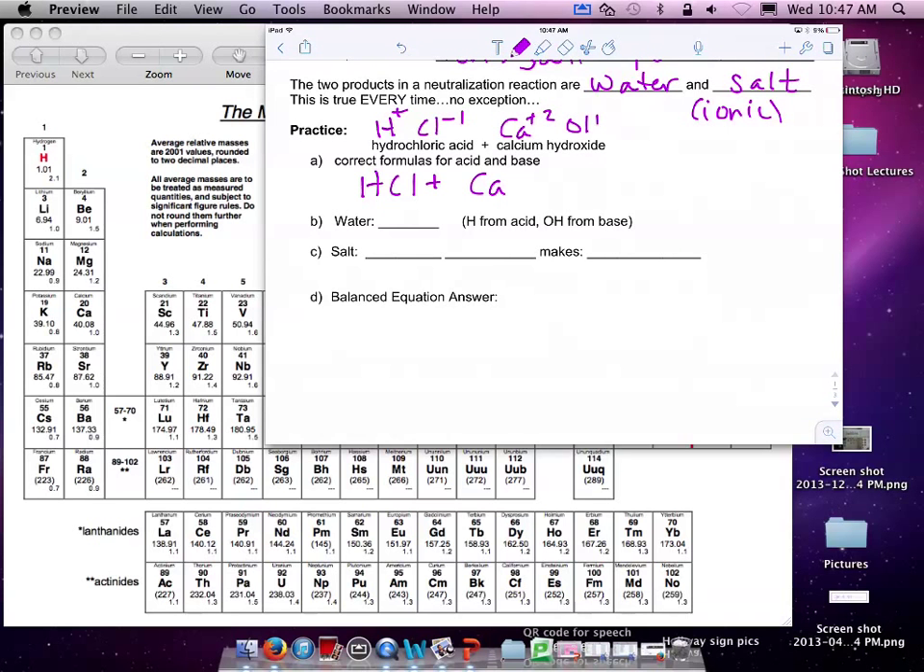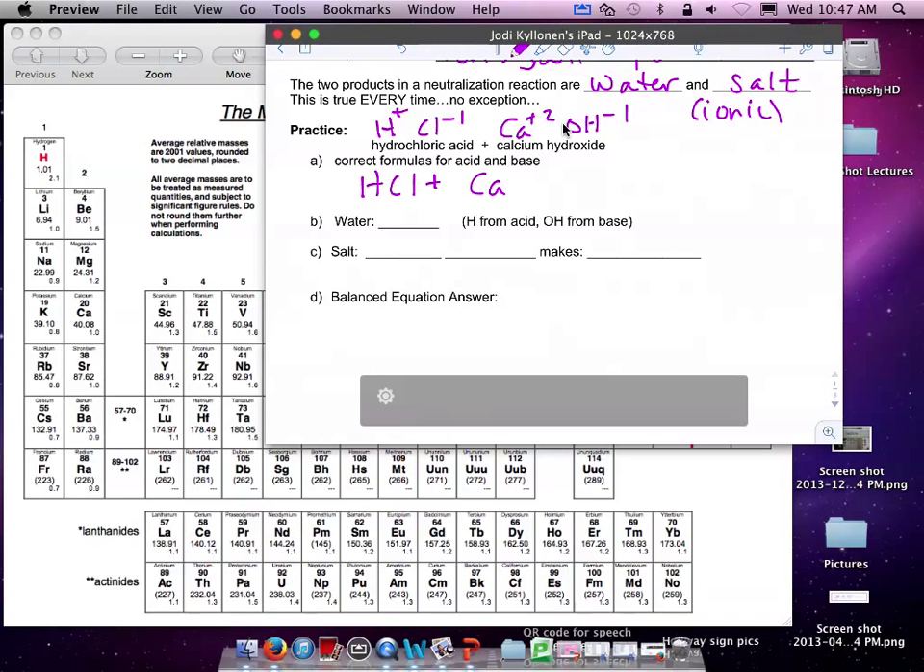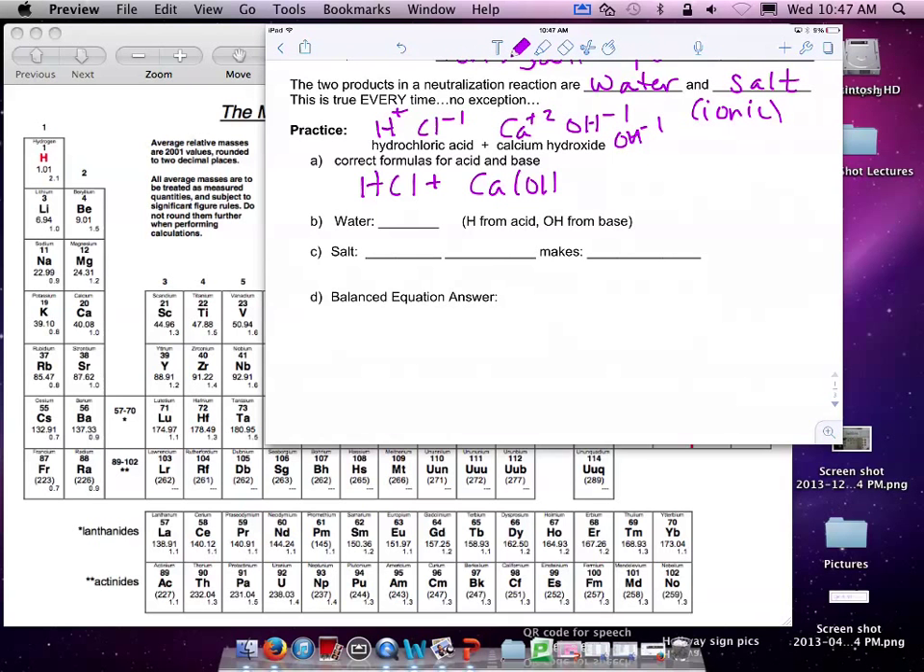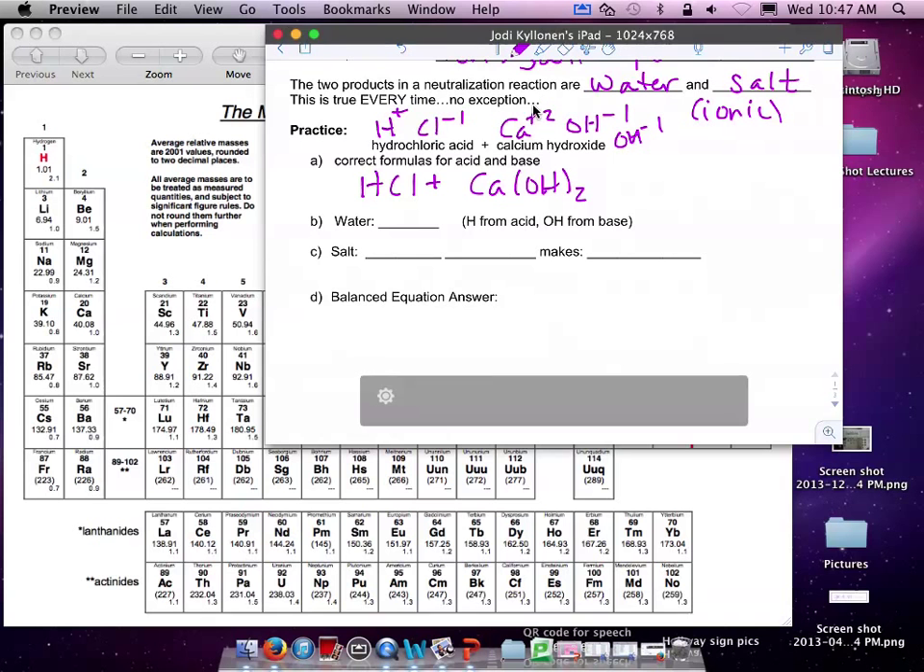That comes from our cheat sheet, or maybe you've got it memorized because we've used it a lot. If that's a +2 and that's a -1, I need more hydroxide to balance it. So that ends up being 2 OHs and 1 Ca. The formula for your base looks like that. Okay, hydrochloric acid, calcium hydroxide. So we have the correct formulas for the acid and base.